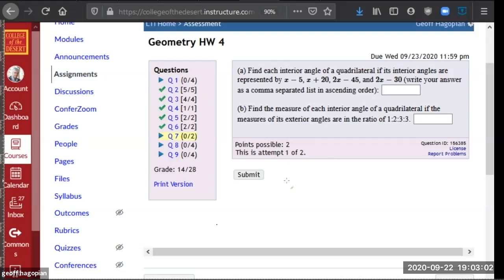So x plus 2x plus 2x is going to be 6x, right? So we're going to have 6x. And then what are the numerical parts? -5 plus 20 is 15. Minus 45 is -30. Minus 30 is -60. So I'm going to say that the sum of the interior angles is 360. And that gives us this simple little equation, which says that 6x is equal to 420.